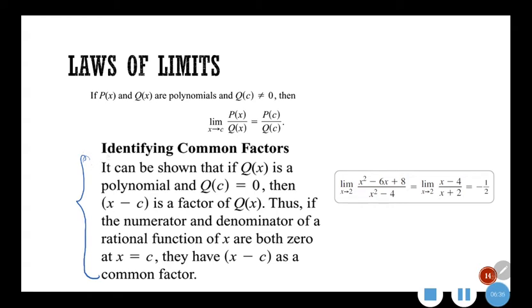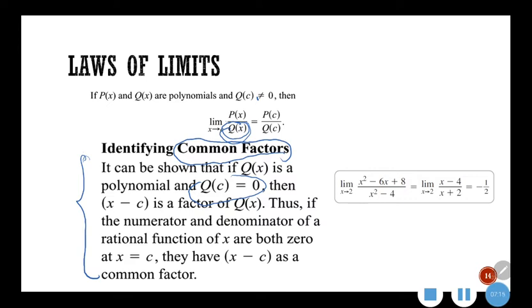Maksud dia kat sini, what happens if you want to find the limit and it happens that the denominator here, the Qx here, becomes 0. When you substitute x approaching c, masukkan ke dalam function Qx ni, then you find out it is equal to 0. Then what we can do is you try to find what we call the common factors. Identify the common factors between the numerator and the denominator. Okay, faham tak? Maksudnya cuba tengok example ni.